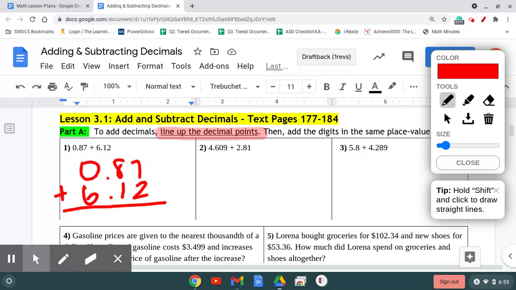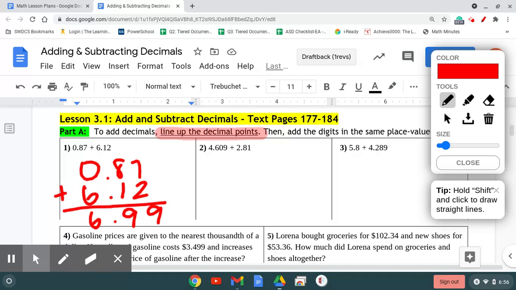What is 7 plus 2? 7 plus 2 is 9. 8 plus 1, 9. Bring down your decimal. 0 plus 6, 6. So your answer is 6.99. So that was pretty easy because both of our numbers had 3 digits in it, so it was easy to line up. We had 1 digit to the left and 2 digits to the right. So it was pretty simple.